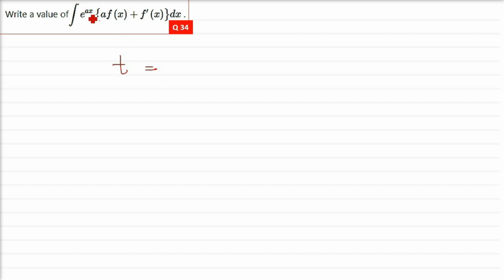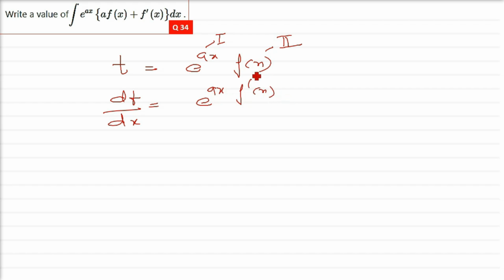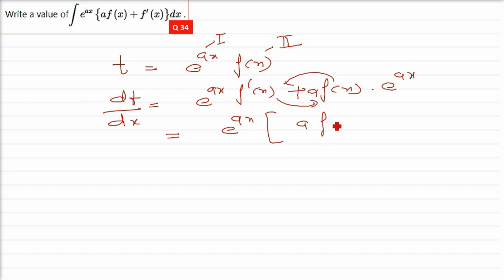So if we take this t equals to e raise ax fx, when we differentiate this dt by dx, let's take any of this as the first function or second function. We will apply the product rule. In the product rule, first we take the first function, differentiate the second function, then we add again the second function and the differentiation of the first function. So fx remains like this here, e raise ax will be e raise ax, then ax will be differentiated, a will come. Now if you take e raise ax as common with these two terms and just swap the position of the other two terms inside, afx plus f dash x will come. If you multiply this, the original will come.